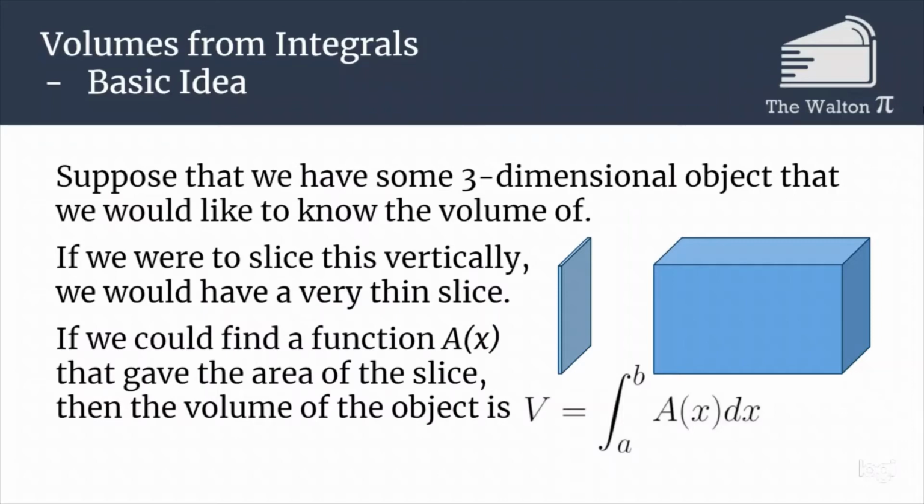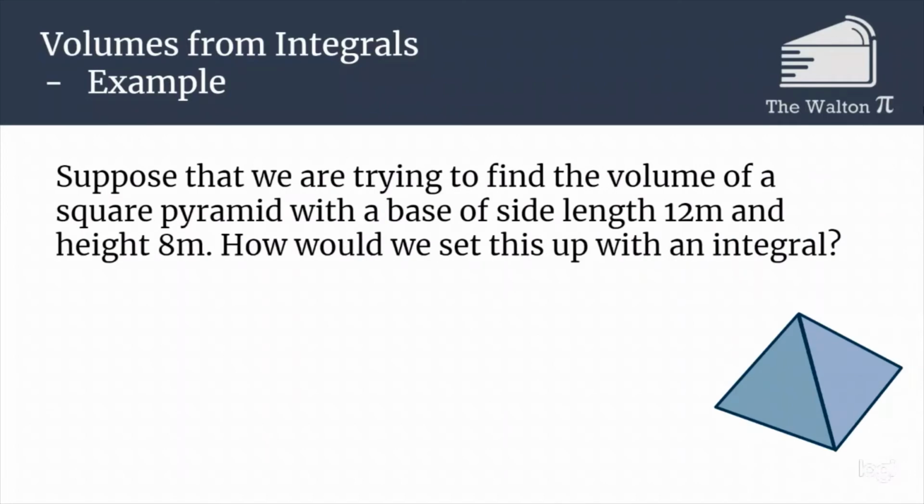And then the a and b, that's just saying where does the object start and where does the object end. So we're integrating from the start of the object to the end of the object, the area of the slices times the thickness of each slice, which is the dx. So that's how that gives us a volume. So A(x) represents the surface area, and that's how we're able to go about it.